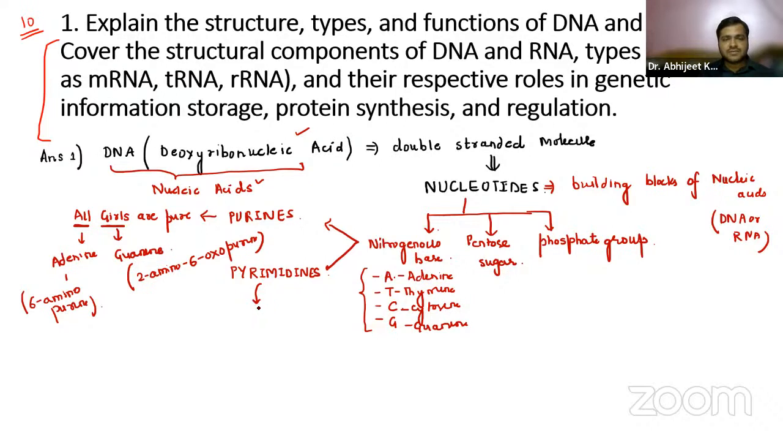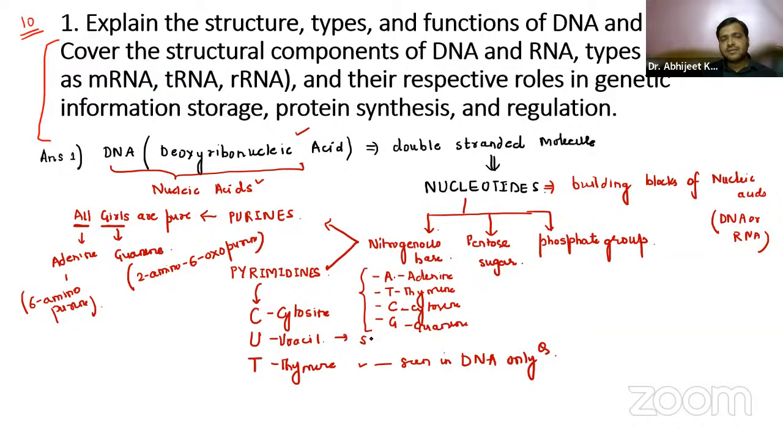The other ones are the pyrimidines. You can remember them with the help of the mnemonic CUT: cytosine, uracil, and thymine. Remember that thymine is seen in DNA only. Very, very important. And uracil is seen in RNA only. That is something you have to remember.